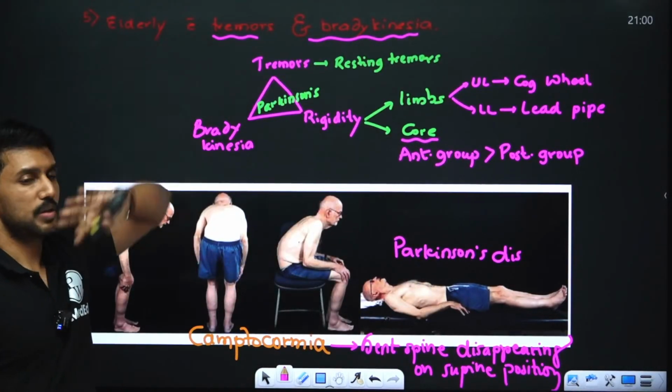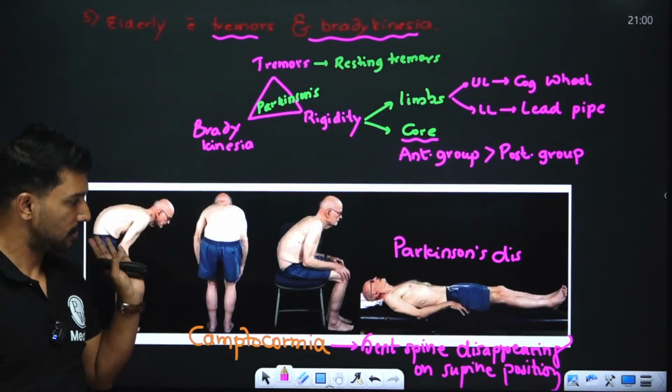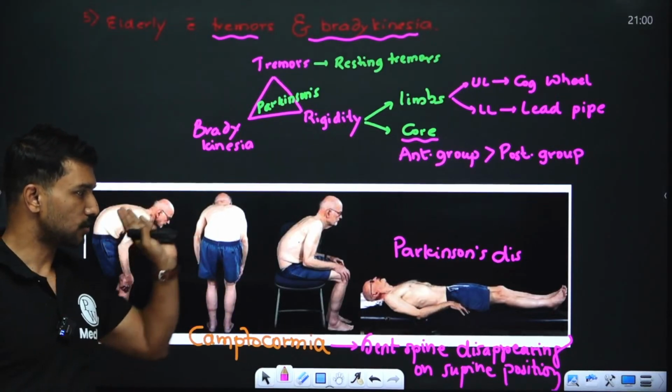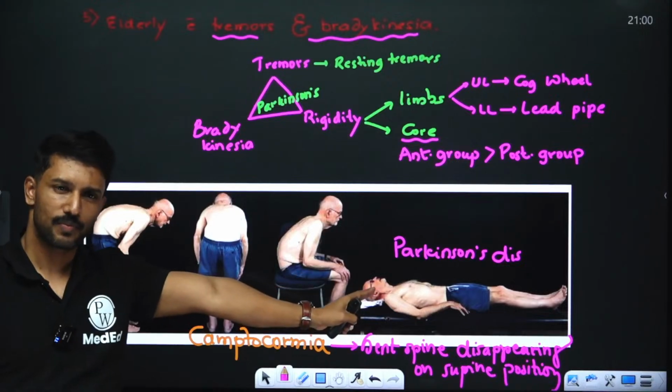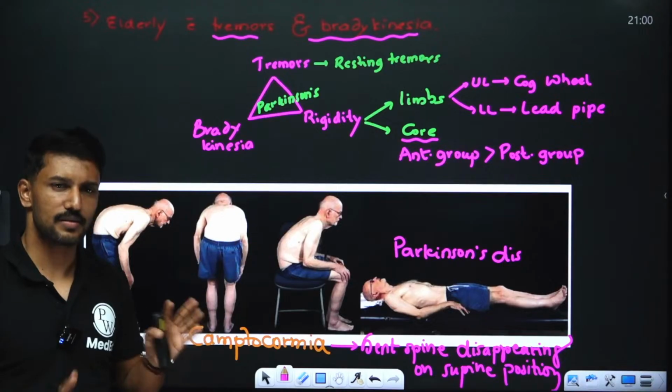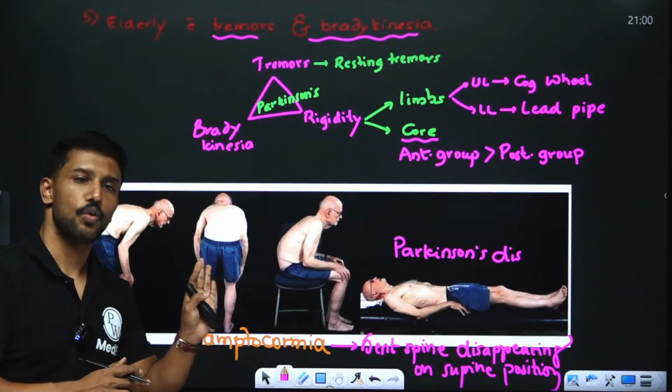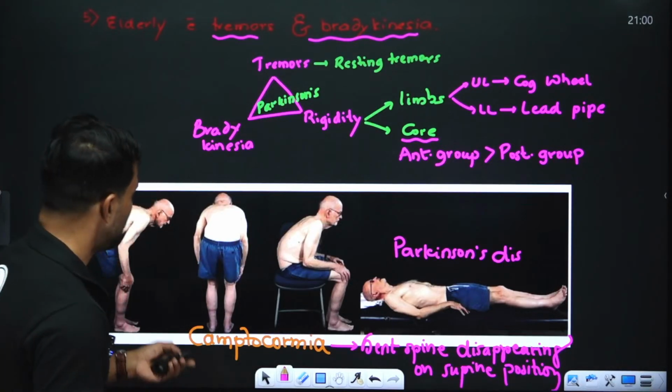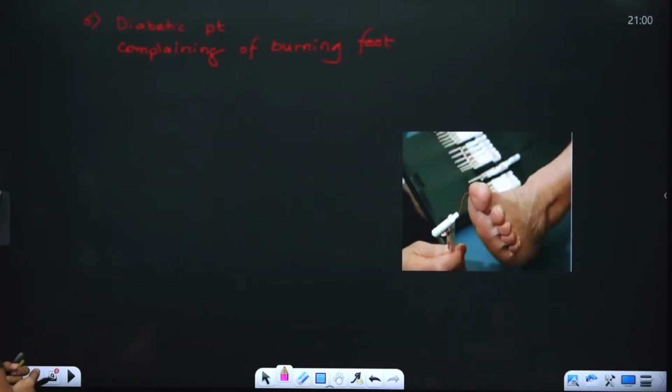So the question may go like this. An elderly person with tremor and bradykinesia came in with a bent spine, and when he was asked to lie down on the bed, this is what you see. What is this sign called, or what does this indicate? It indicates Parkinson's disease. The sign is called camptocormia. Okay, good. Let's move to the next image now.